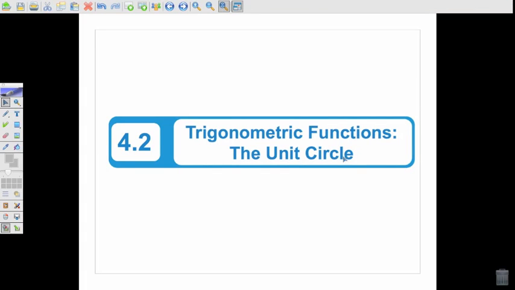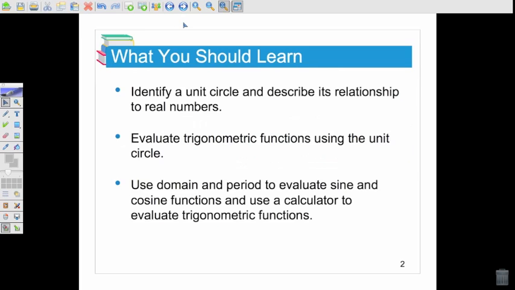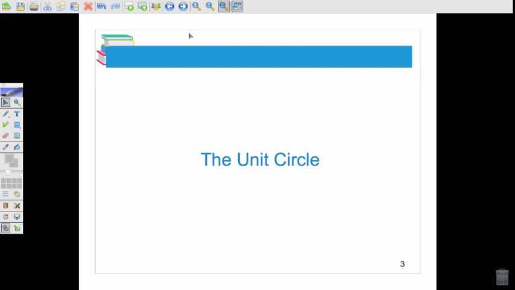All right, here we go. 4.2, trig functions and the unit circle. What are we doing today? We're looking at the unit circle and what that actually is. We're going to evaluate trig functions. So you know your sine, cosine, tangent, and then a couple others that you probably haven't seen before. And then looking at the domain and range of those functions and how they can help us evaluate some larger angular values. So let's start off unit circle.